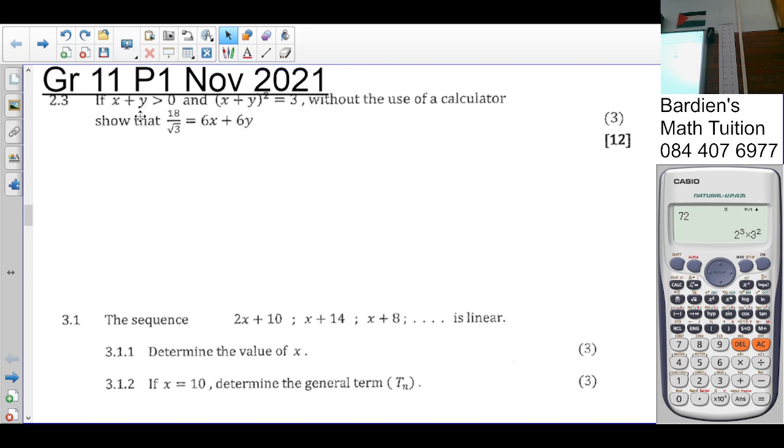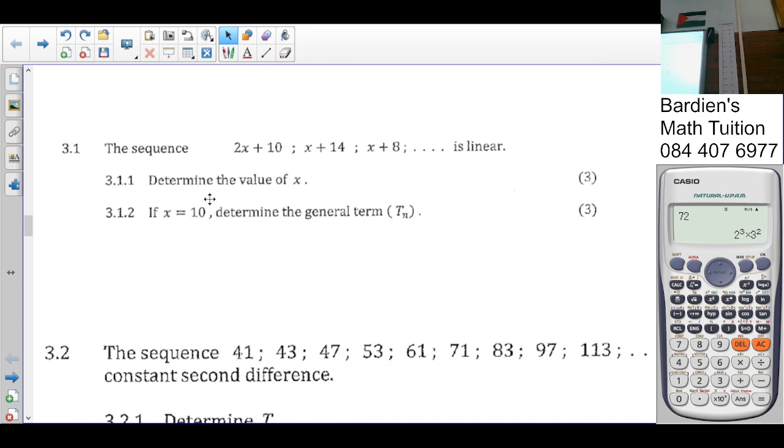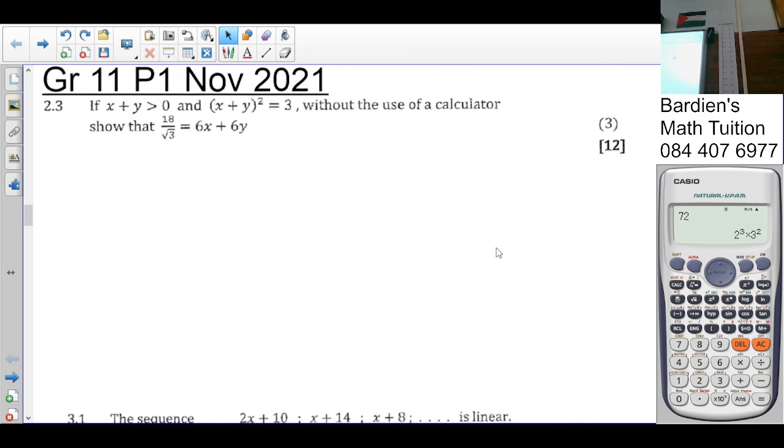2.3. In 2.3 we are told that if x plus y is greater than 0, what does that mean? If x plus y is greater than 0, that means to say it is going to be positive. And if x plus y all squared is equal to 3, determine without using a calculator, you must show that 18 over root 3 is equal to 6x plus 6y.